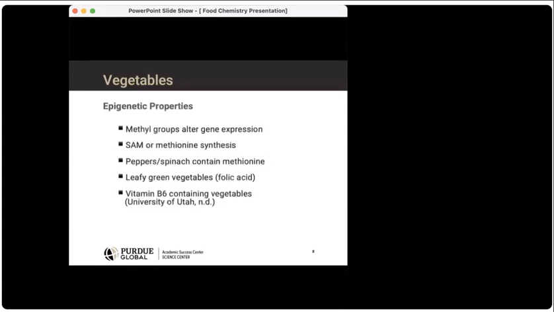Now, vegetables also contain other components that may play a role in epigenetics. Now, epigenetics is the research and study of the modification to our DNA or surrounding proteins that impact gene expression that can occur without changing the actual DNA sequence. The nutrients we extract from our food enter metabolic pathways where they are manipulated, modified, and molded into molecules so that our bodies can use them.